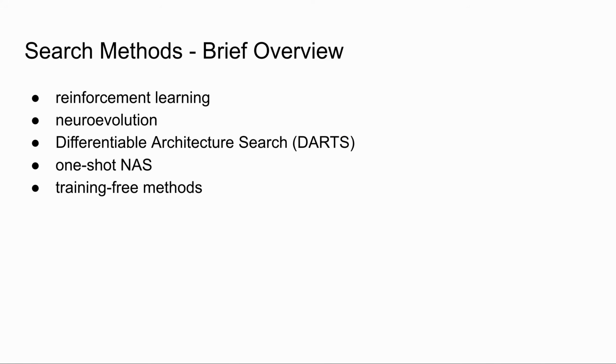Let's go over a few paradigms in neural architecture search. We have reinforcement learning, neuroevolution, differentiable architecture search, or DARTs for short, one-shot NAS, and training-free methods. I'll just give a brief overview of each of these methods without going into too many technical details.